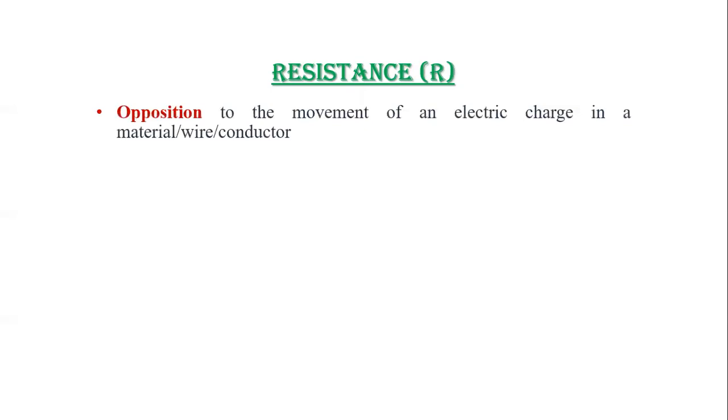In any material or conductor, when current flows, the material or conductor opposes the flow of current. That property of the material is called the resistance. So opposition to the movement of the electric charge, which is nothing but a flow of electric charge, that is what the current is. So, the opposition to the movement of the electric charge in a material or a wire or a conductor.